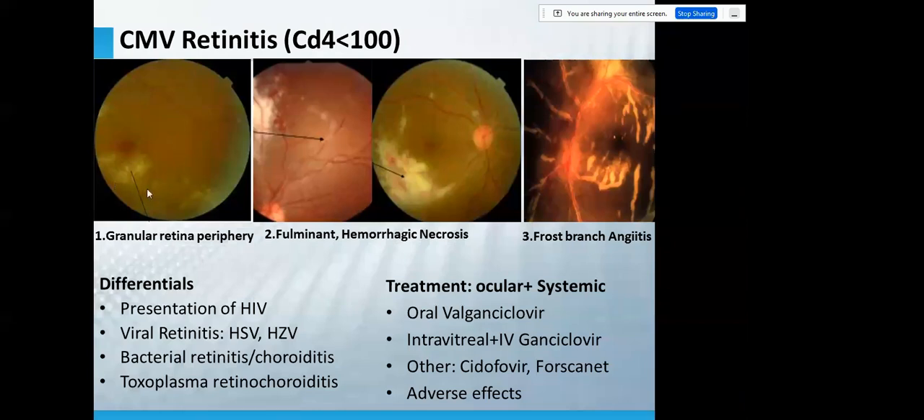It can be a granular appearance on the retina. You can get hemorrhages and necrosis of the retina, like this one. Then you can get angiitis, inflammation of the vessels, either arteritis or periphlebitis, inflammation of the blood vessel walls, like a frosted branch. Okay.